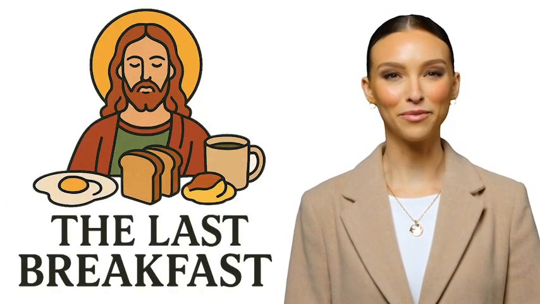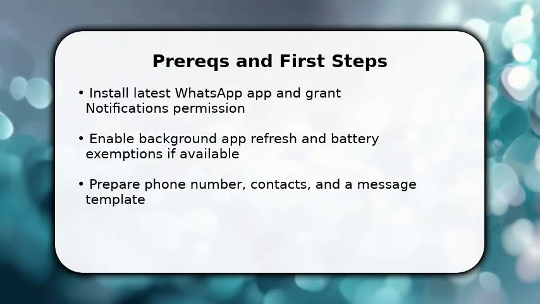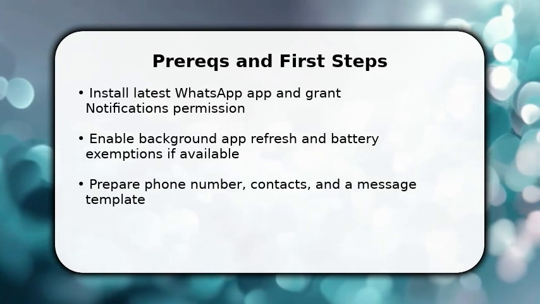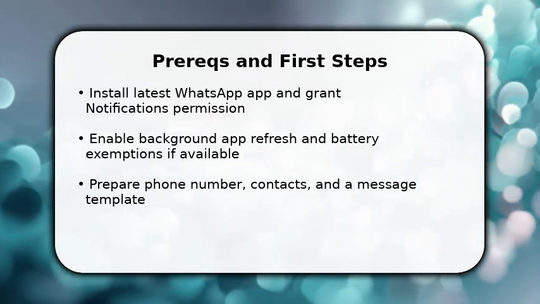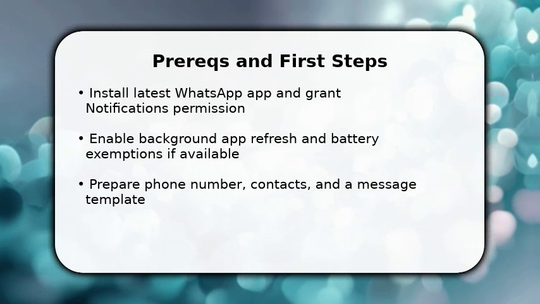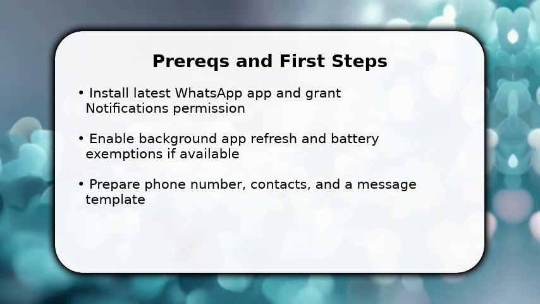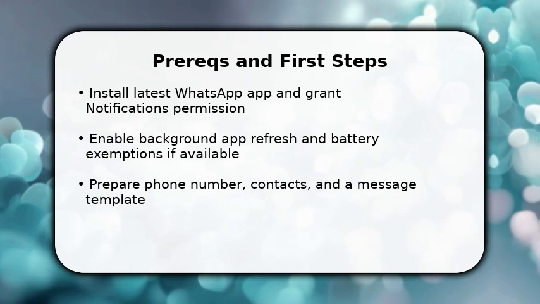Please enjoy the video. You start by confirming prerequisites: WhatsApp updated, notifications allowed, and battery optimizations off so messages arrive reliably. Once done, open WhatsApp and verify your phone number.